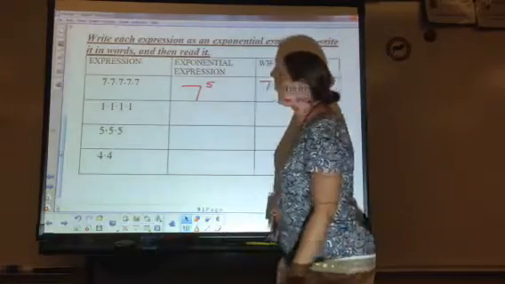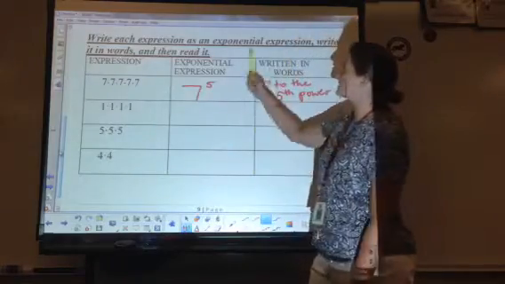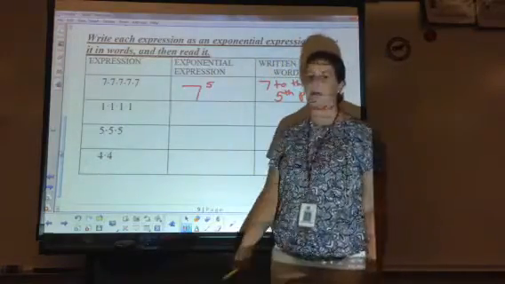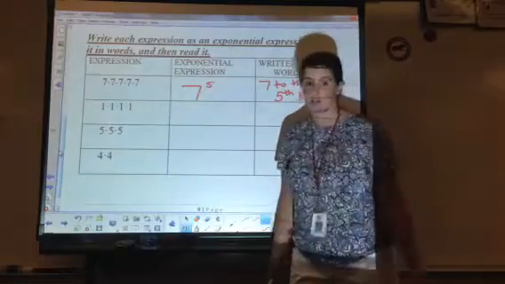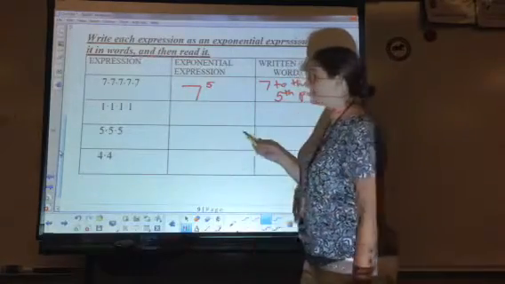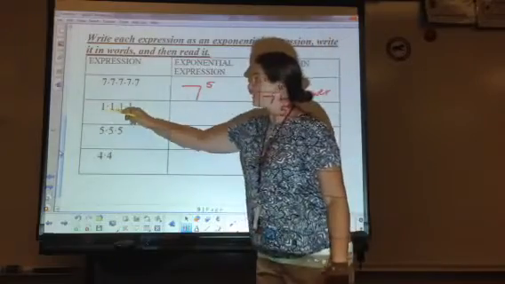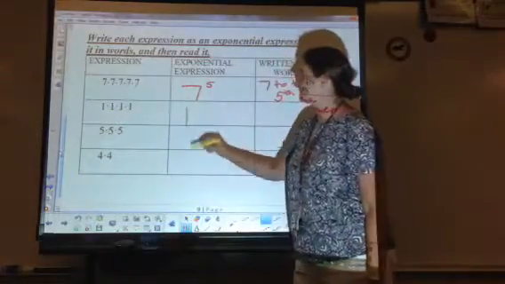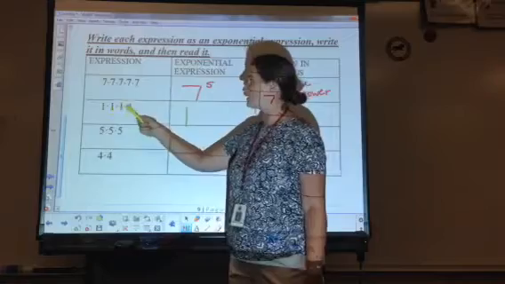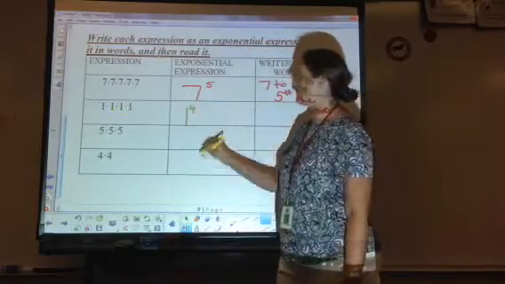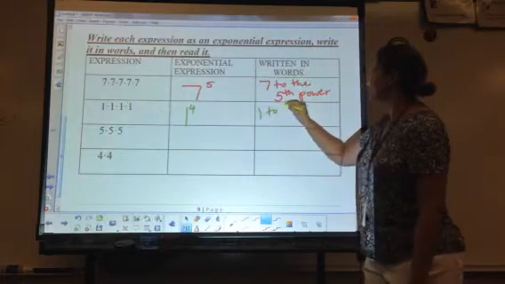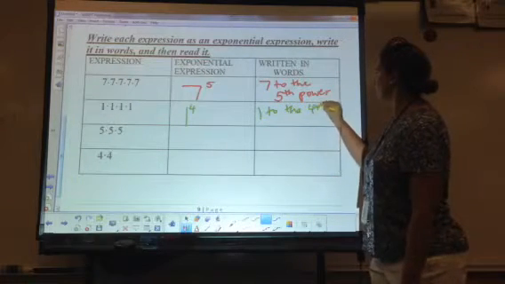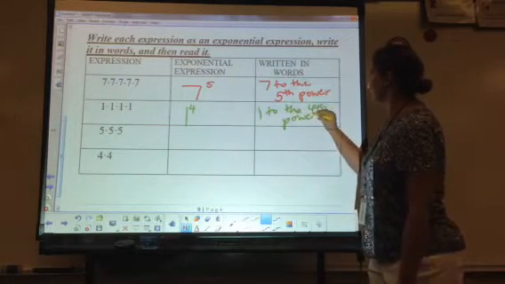How about this one? Oh, by the way, does it tell you that you have to work it out or evaluate it in this chart? I don't see that anywhere, do you? So I'm not going to do that. Let's keep going. The number that is doing all the work is 1. That's my base. How many 1's have to multiply? 4 of them. So 1 to the 4th power.